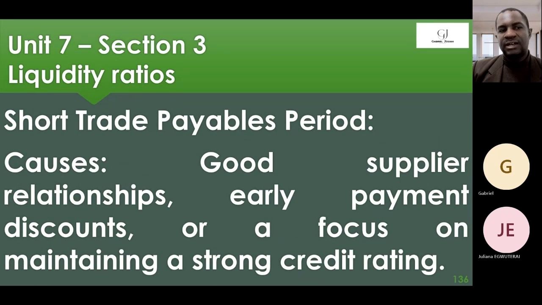So what causes a shorter trade payable period? Good supplier relationship is the cause. Early payment discount, you take advantage of payment discounts. There are some terms where they will tell you if you pay before 30 days, you get 10%. If you take advantage of that, you've also gotten some other income to reduce the cost, which is good. Or a focus on maintaining a strong credit rating. So if a strong credit rating is the goal, then you must maintain it by paying on time.